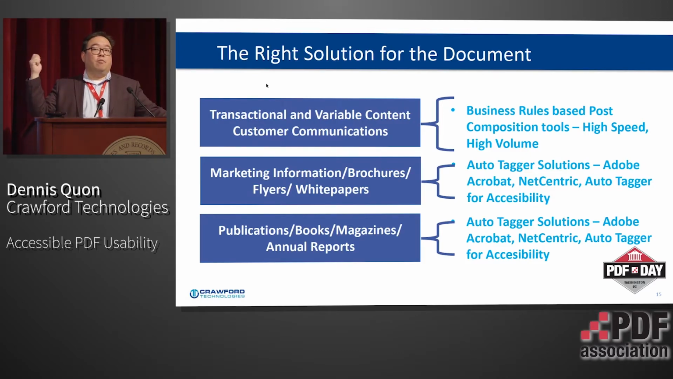So those are things like utility bills, your insurance policies, it could be loans, it could be banking type documents, health type documents, health insurance type documents, and so on. Marketing information, brochures, flyers, and so on. Again, manual remediation with those plugins, and then auto taggers are very much in scope in that area. And then, of course, publications, books, magazines, and annual reports, and so on.